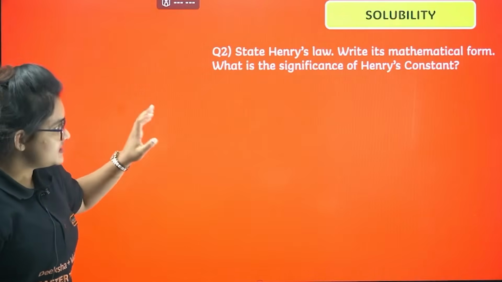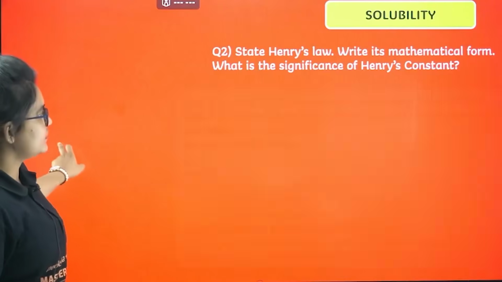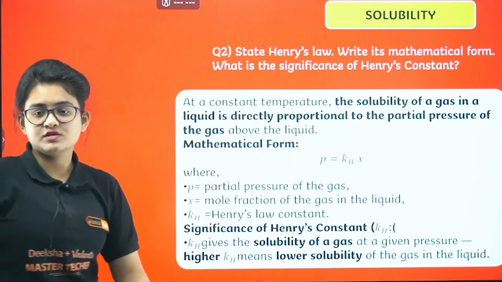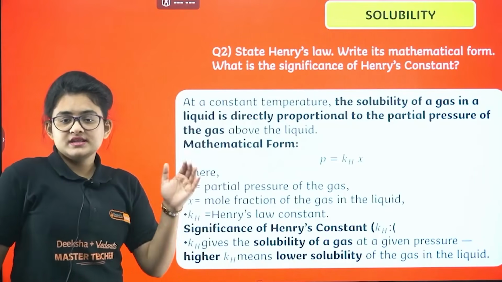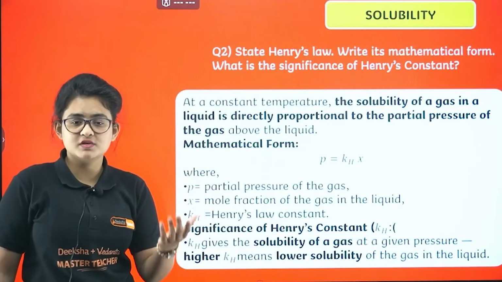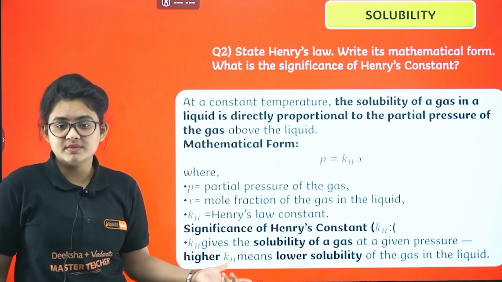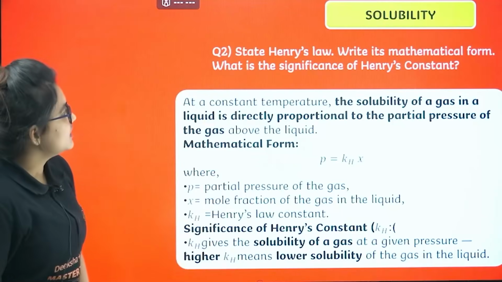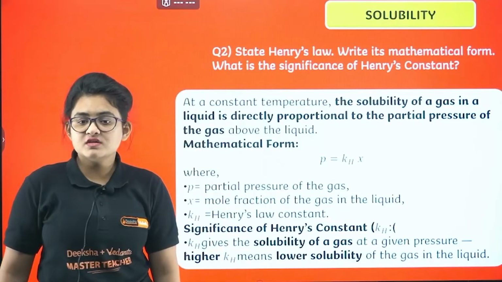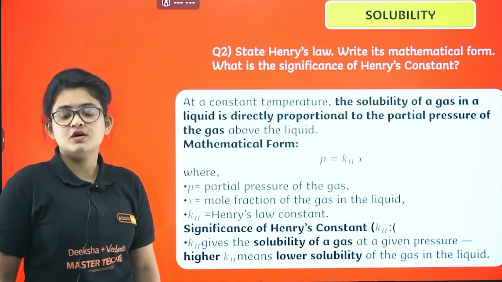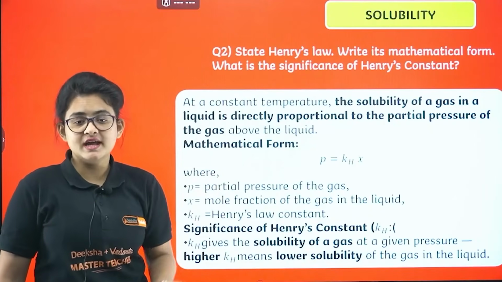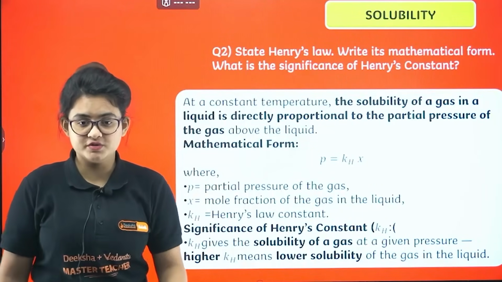It's from the solubility. State Henry's law and write its mathematical form. You can directly write this statement: the solubility of a gas in a liquid is directly proportional to the partial pressure of the gas. The mathematical form is P equals KH into X. Make sure that you are writing the abbreviation correctly. Next, what is the significance of Henry's constant KH? KH gives the solubility of a gas at a given pressure. The higher the KH value, the lower the solubility, because they are inversely proportional.